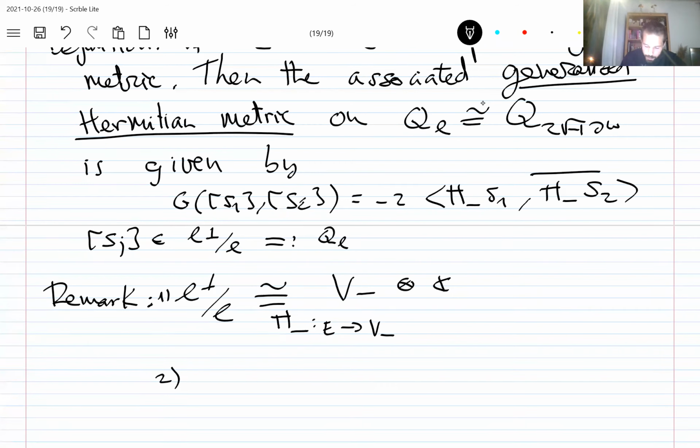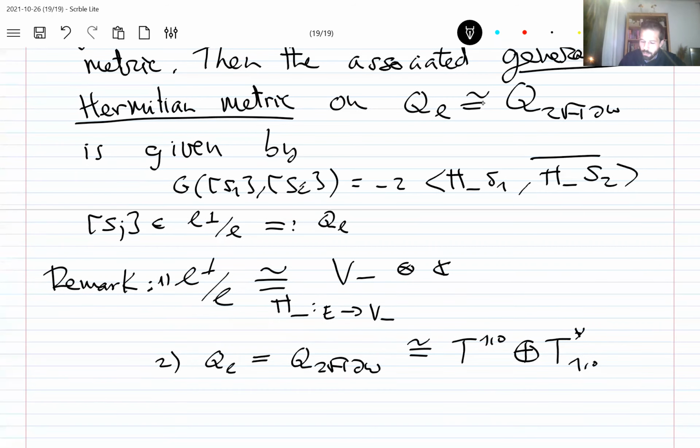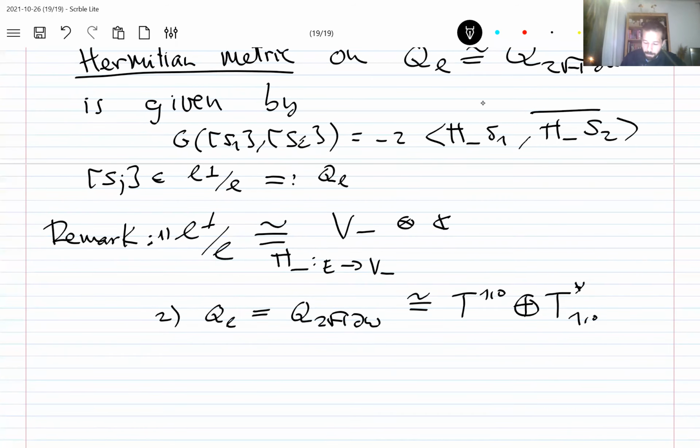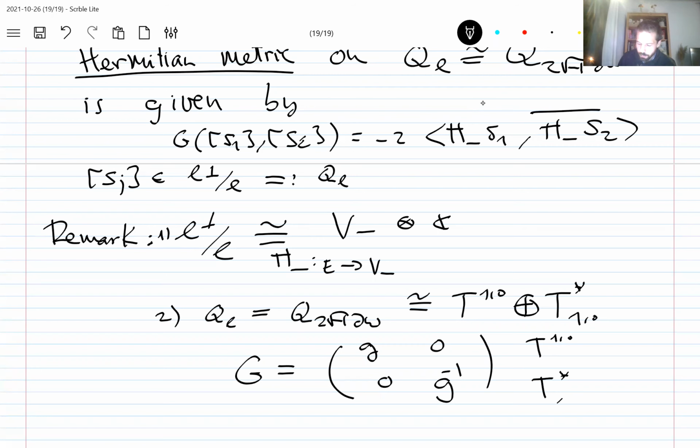My second comment is just an explicit formula. The first was why this metric is natural; the second is why it is computable. Well, Q_L, I told you that this is Q twisted by 2 square root of minus 1 del omega, but as a smooth bundle this is just tangent 1,0 plus cotangent 1,0. Therefore we can write the metric in this splitting, and in this splitting the metric is very simple. It's just G, 0, 0, G inverse. There is a factor of 2 which appears that I'm going to ignore. So this is the tangent 1,0 bit, and this is the cotangent 1,0 bit.